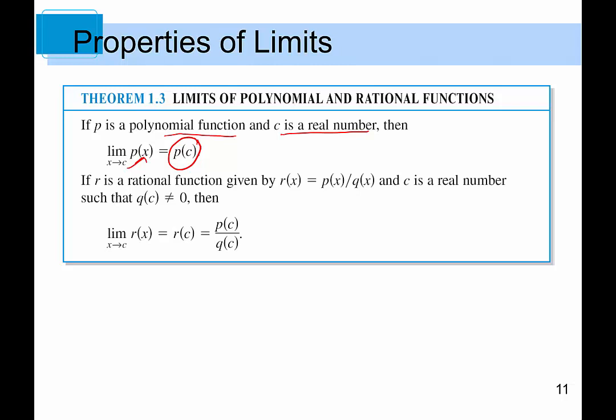If R is a rational function given by R of x equals P of x over Q of x, and c is a real number such that Q of c is not equal to 0, then the limit of R of x equals R of c. So replace x with c here. It becomes P of c over Q of c.